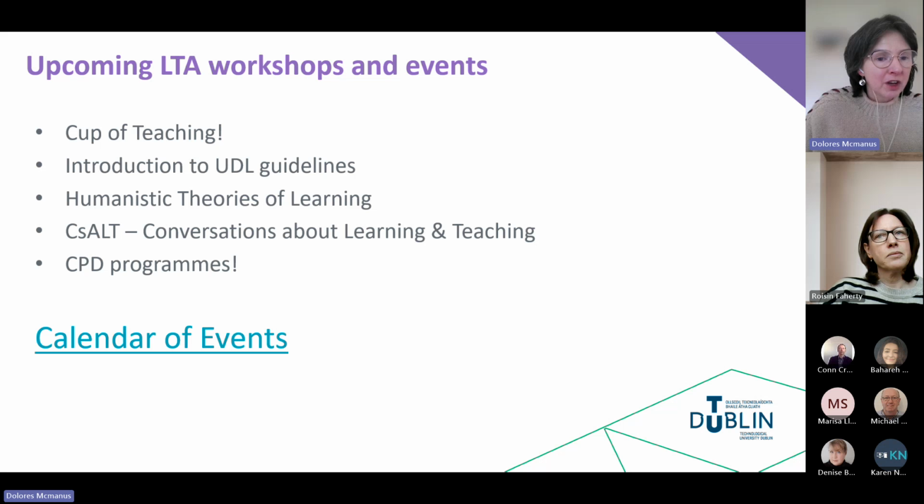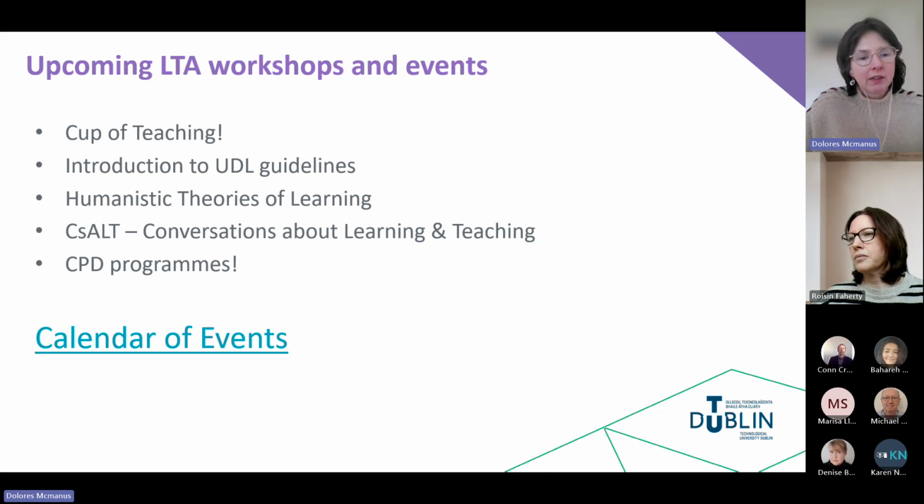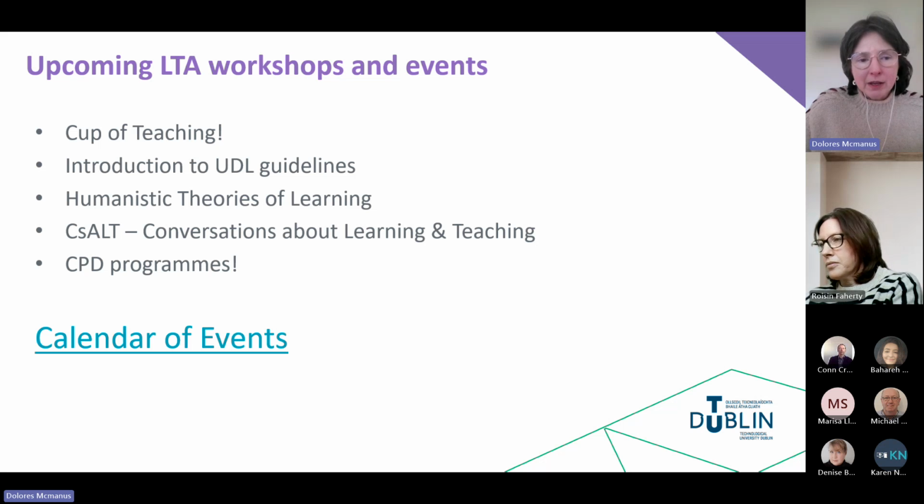We have some very good workshops coming up. One-hour sessions: Introduction to Universal Design for Learning Guidelines. That's a really excellent session, so if you have any concerns about accessibility in particular, that's a worthwhile session. Humanistic Theories of Learning is really all about supporting the development of rapport, and it focuses on the relationship that we build up with our students and how best to support students, but from an academic perspective. It's not the pastoral care piece.